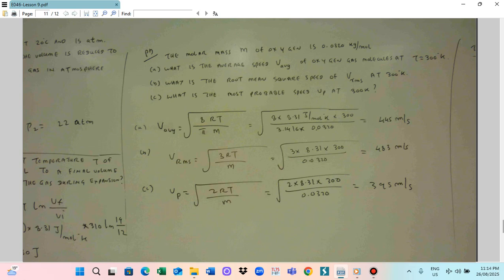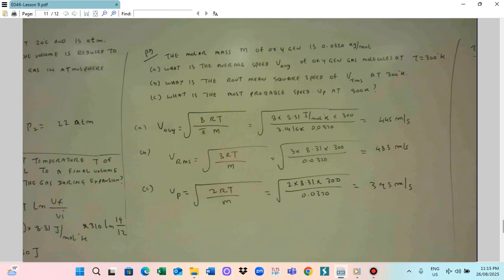And the third is the most probable speed at 300 degrees Kelvin. So VP can be calculated. The formula is the square root of 2RT divided by M. So this is the equation for the probable speed. The average speed formula is the square root of 8RT by pi M, the root mean square speed is the square root of 3RT by M, and the probable speed is the square root of 2RT by M. So this is the square root of 2, R is 8.31, T is 300, divided by M is 0.0320. By solving this, it will be 395 meter per second.